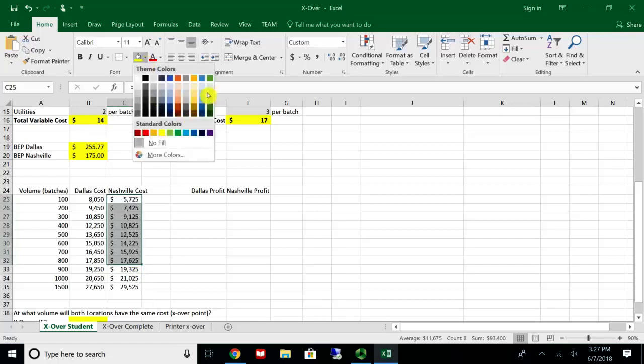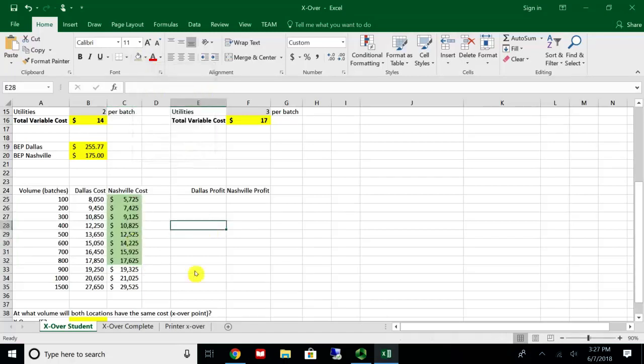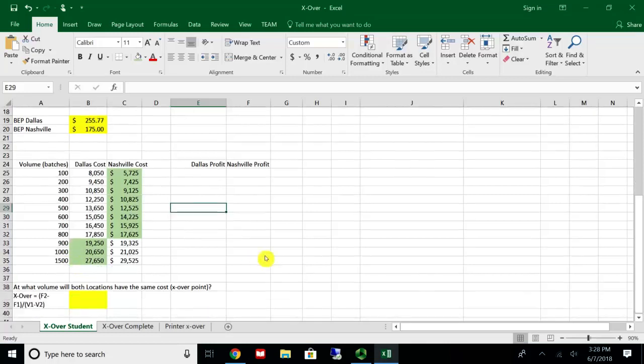So I'm going to just highlight that. We'll highlight it green. That's the low cost. But then look what happens at 900 batches. The Dallas cost is actually a little bit lower. And at 1,000 and at 1,500. So without really working the formula, I can tell that my crossover point is going to be somewhere between 800 and 900. So anything 800 and below, Nashville's the better location. Anything 900 and above, Dallas is the better location. But I really want to know what's that point. Is it 850 or what's that number?